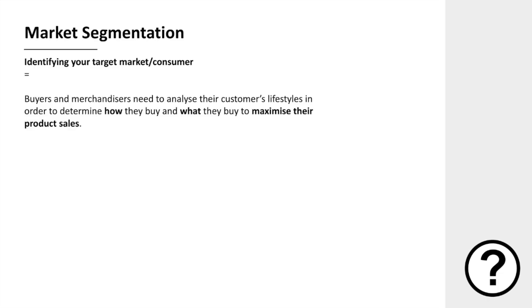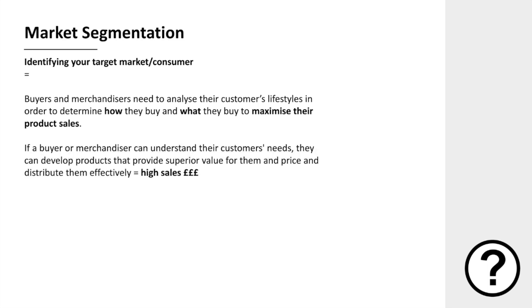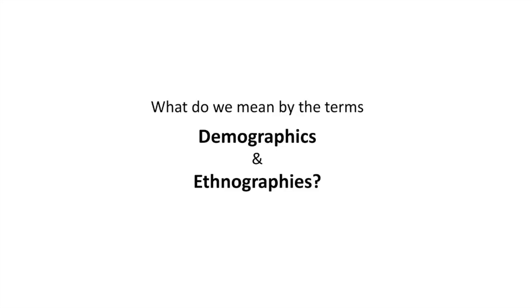So buyers and merchandisers need to analyse their consumers' lifestyles in order to determine how and what they buy, to maximise product sales. If a buyer or merchandiser can understand their customers' needs, they can develop product that provides superior value for them, and price and distribute it effectively, essentially creating higher sales. So what do we mean by the terms demographic and ethnographies?